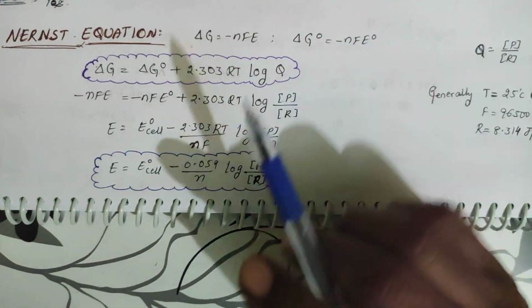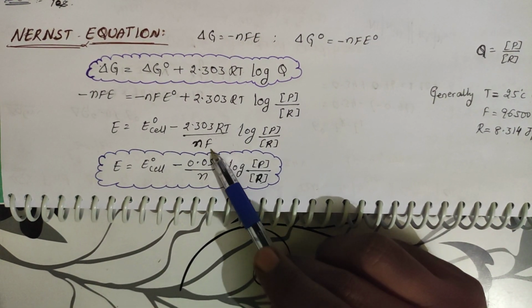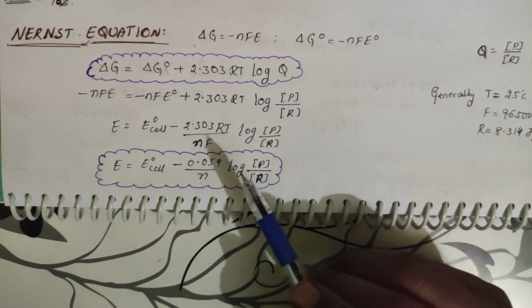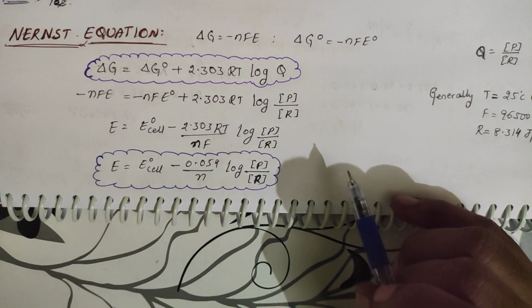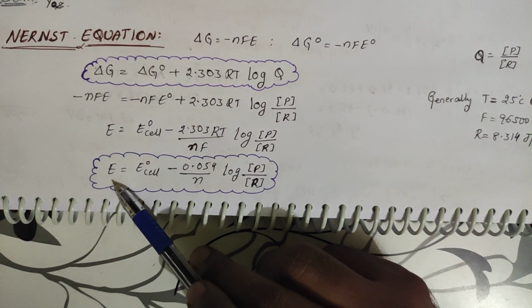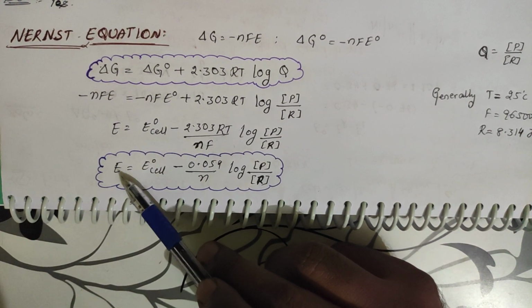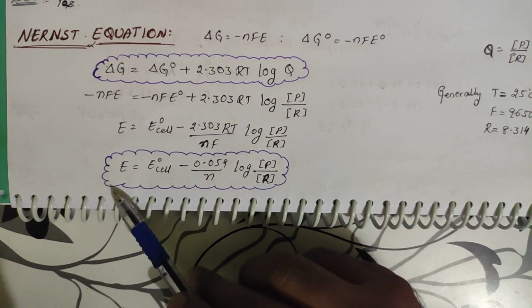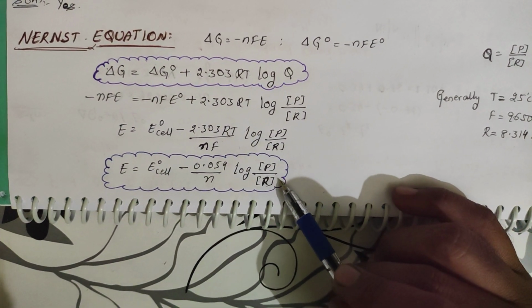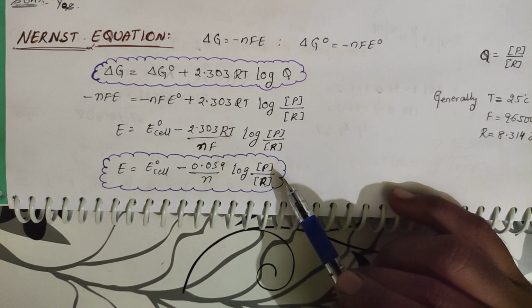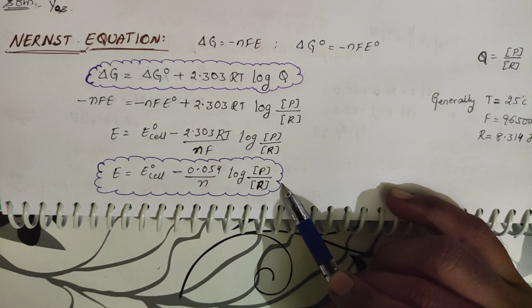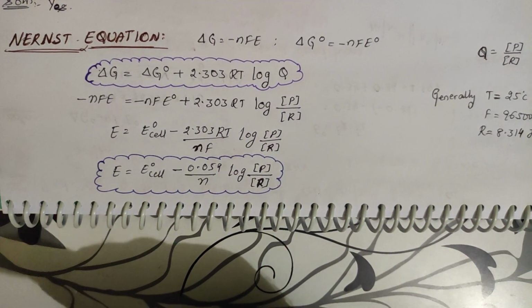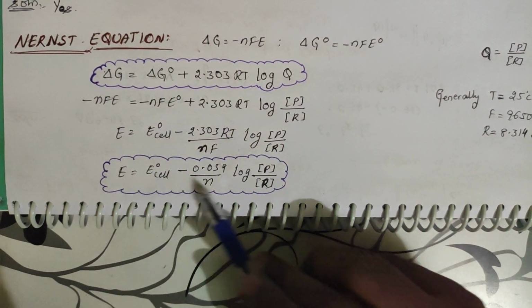If you substitute all the values, the R value, T value as well as F value, you will get 0.059 by n, log concentration of the products by concentration of the reactants. What you are calculating here is the electrode potential of a single electrode, or you can calculate the EMF of the cell also. This equation is called the Nernst equation, and it is used to calculate the potential of a single electrode and also the EMF of the cell.